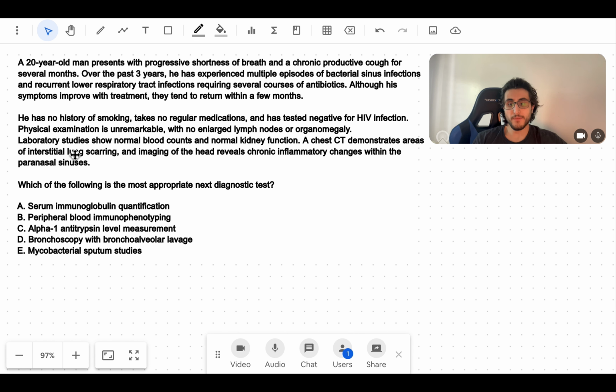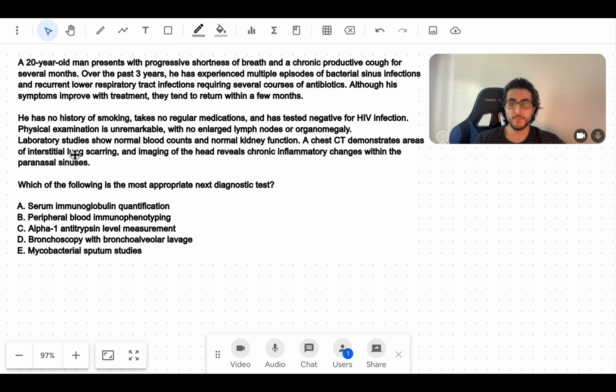C, alpha 1 antitrypsin level measurement. Alpha 1 antitrypsin deficiency could lead to liver damage as well as lung damage, but the CT scan of the lung would potentially show large air spaces in the lung, not what we are observing with this patient. So I'm not going to go with C.